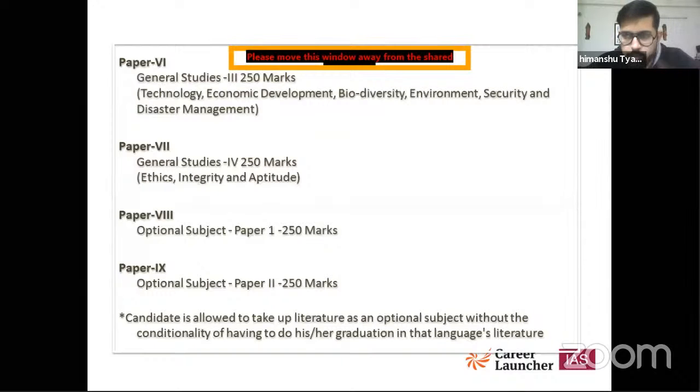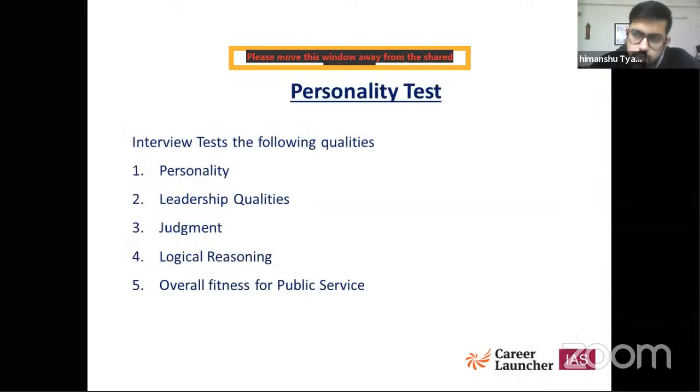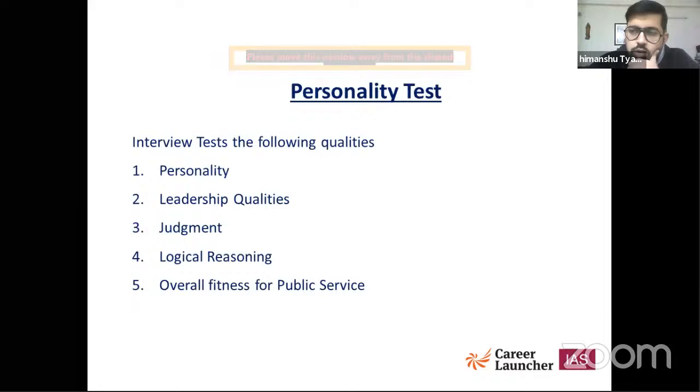You'll get more familiarized with all these terms once you start your preparation, but at the first go you must have a little knowledge of what you have to study. Okay, so you must go through the pattern syllabus once before you start your preparation. In the interviews, they test your leadership quality, judgment skill. So they'll check out your decision making skill, how logical you are in your answers, and your overall fitness to the public services.